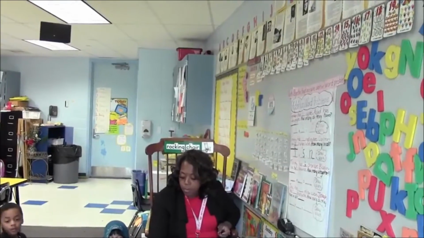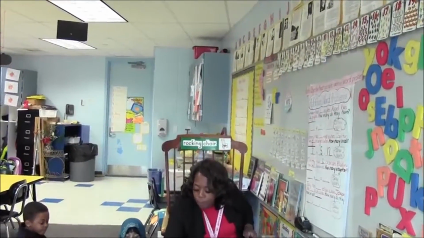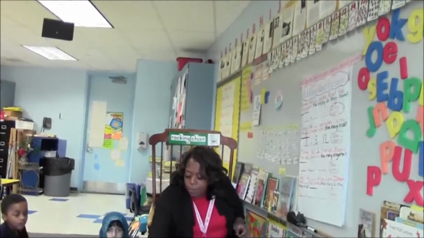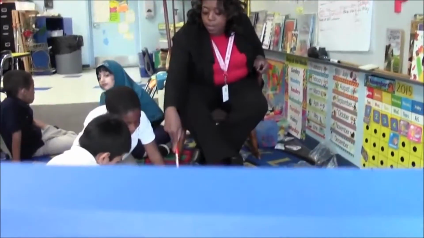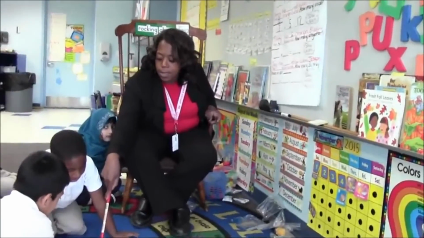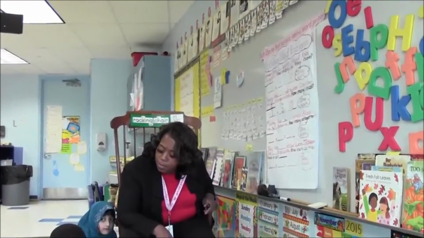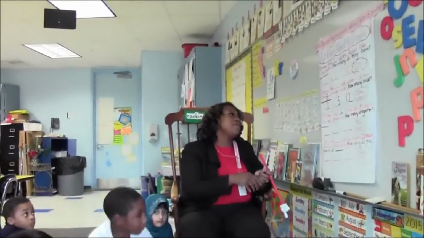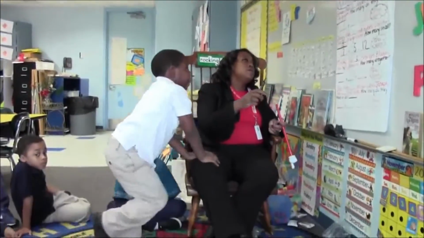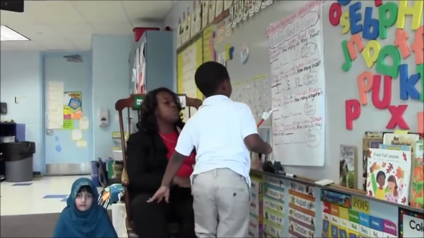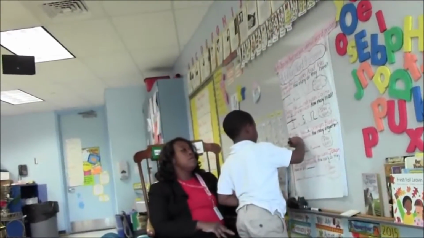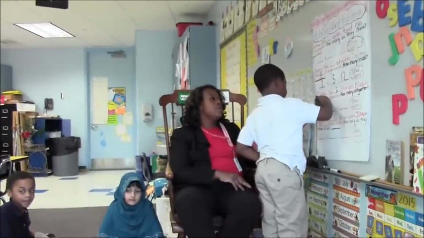2, 3, 4. So he has 4, so let's continue to count. Ready, Timothy? 4, 5, 6, 7, 8, 9. So what number is it, Timothy? 9. Come on up, Timothy. I need you to write our answer. So all together, Timothy and Vladimir have 9 pieces of fruit. Can you write the number 9 right here?